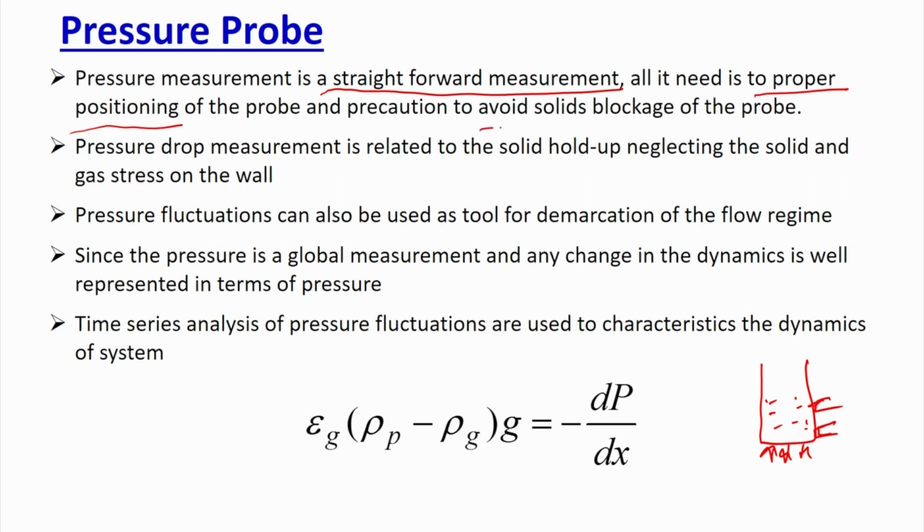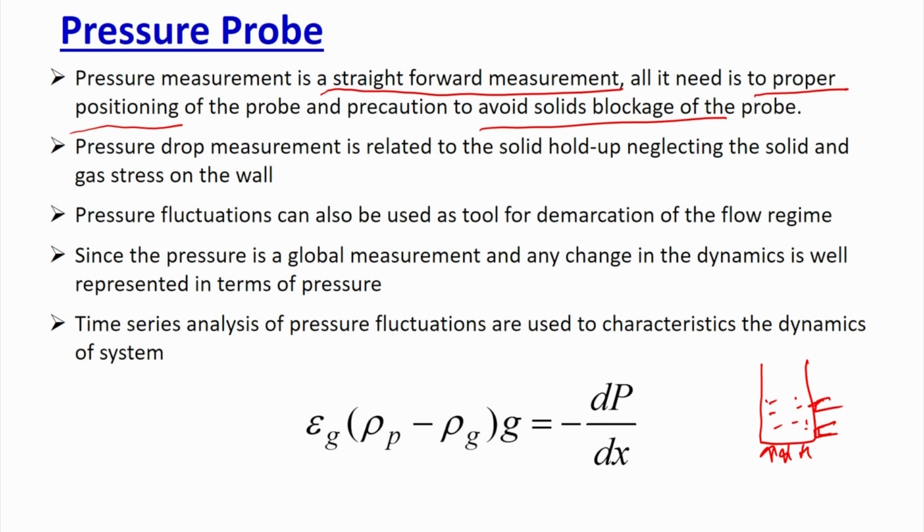And if you are using solids, you should make sure that the pressure probe is not blocked. So, generally we put a small mesh in front of the pressure probe, so that the solid will not go in and block it, and your pressure probe will not be damaged. Other than that, there is no precaution needed; it is a straightforward measurement.